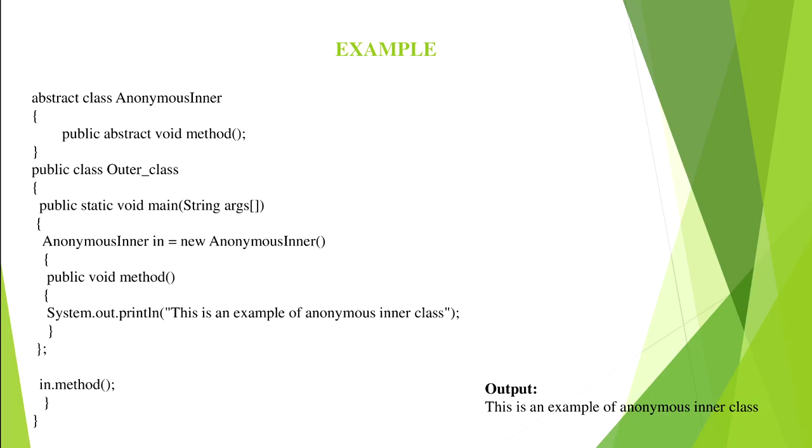Public class OuterClass. This is the outer class. It consists of the main method, and here I use AnonymousInner in = new AnonymousInner, with a public void method that prints the message as it is. This is an example of an anonymous inner class, in.method. Due to in.method, your control goes to the method and prints the message as it is, and that's why it is called anonymous inner, because this class has no name, and therefore it is called the anonymous inner class.